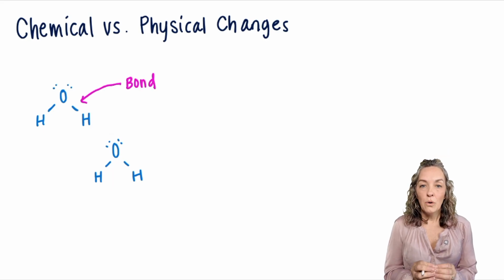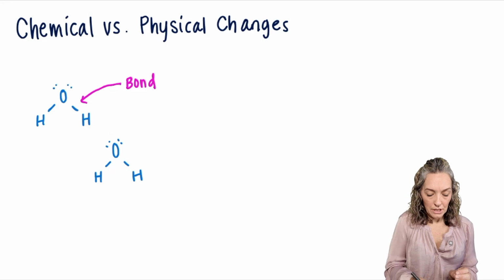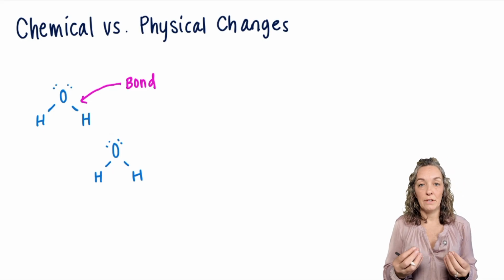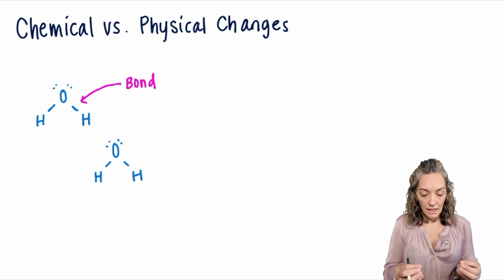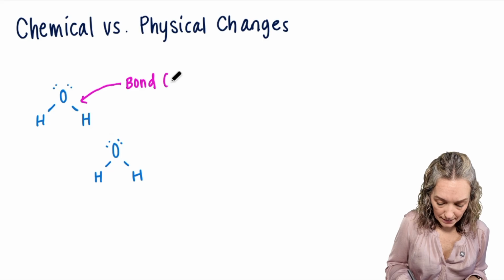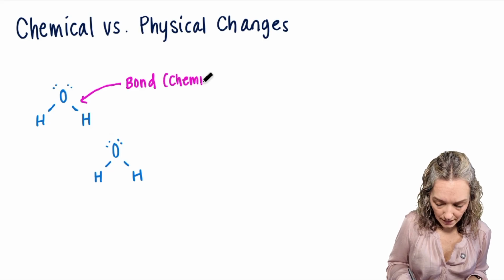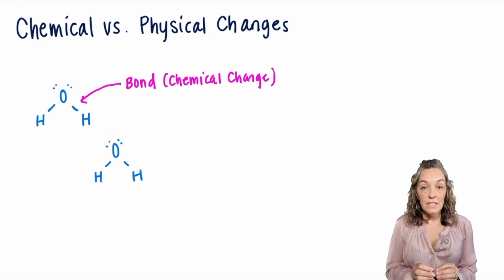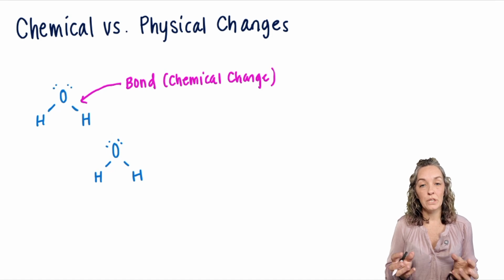All right, a bond holds two atoms together for the purpose of stability. So the O and the H here are bonded to one another so that they both have a full outer valence shell. That bond is all about stability. Now, if we break that bond, that is when we end up with a chemical change. When we have a physical change, we are not breaking bonds. Instead, we are breaking the intermolecular forces that are holding two separate happy water molecules together.